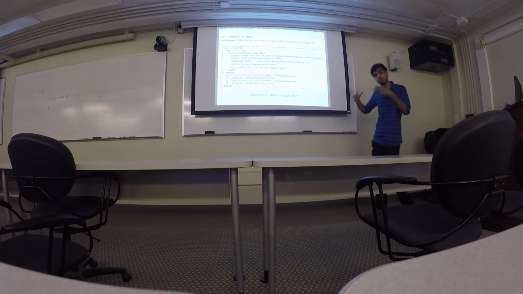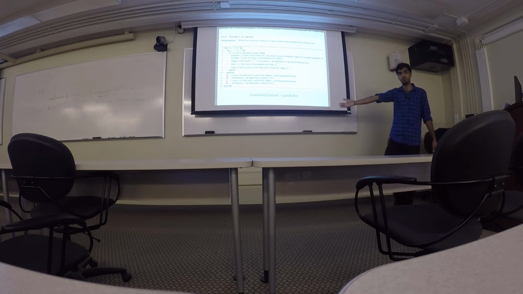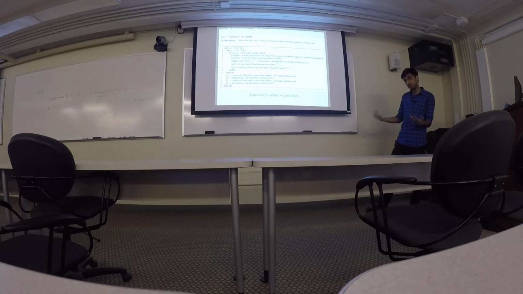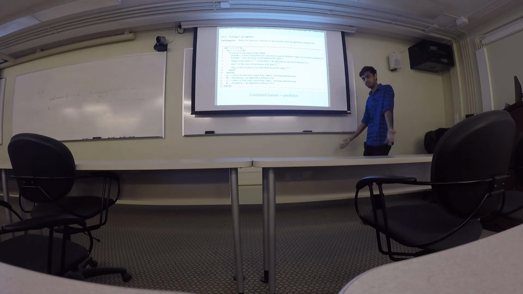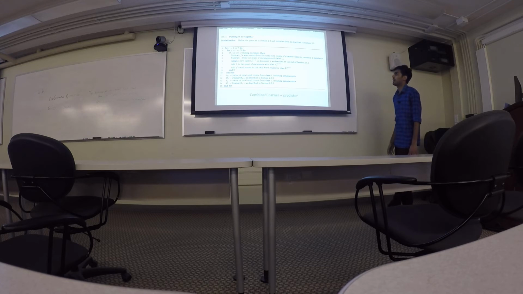Now, how do I actually put this into code? So all this was on paper, right? I did all this math, and I derived the formula for the conditional distribution. That's what I did on paper. How can I actually put this into an algorithm?